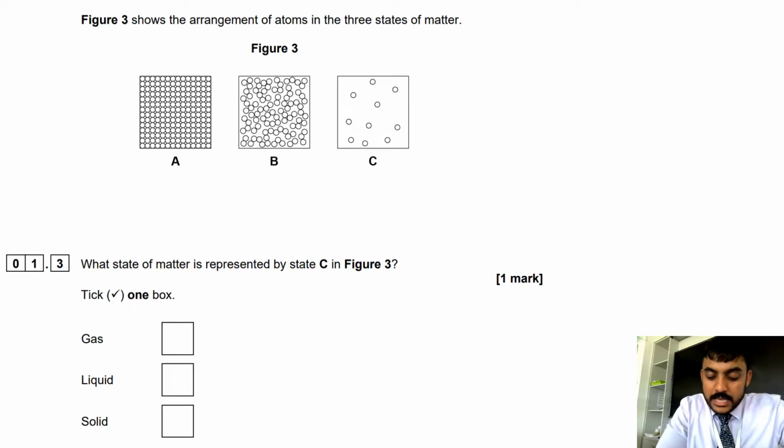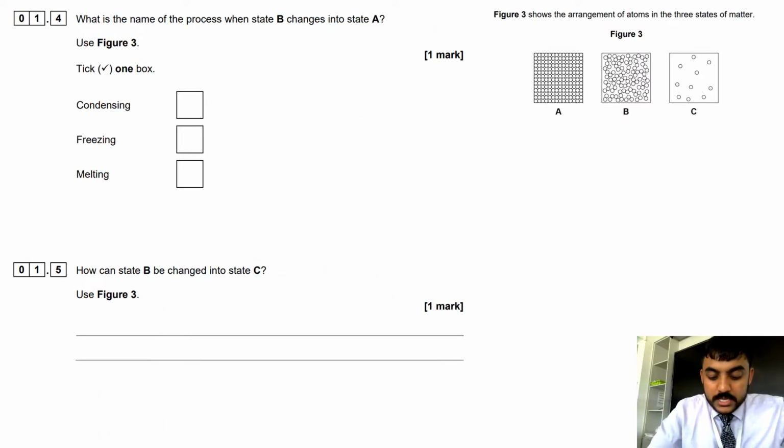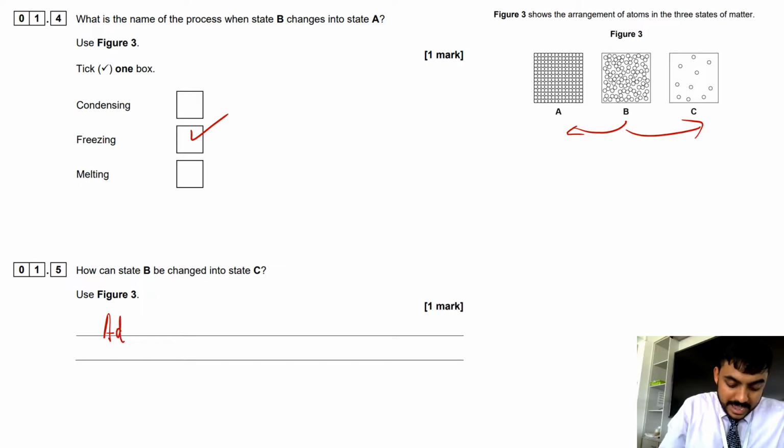Figure 3 shows arrangements of atoms in the 3 states of matter. What state of matter is represented by state C? Well, this is solid, liquid, gas. What is the name of the process when state B changes into A? B to A, from liquid to solid, it's freezing. How can state B be changed into state C? When you add heat, we can boil it.